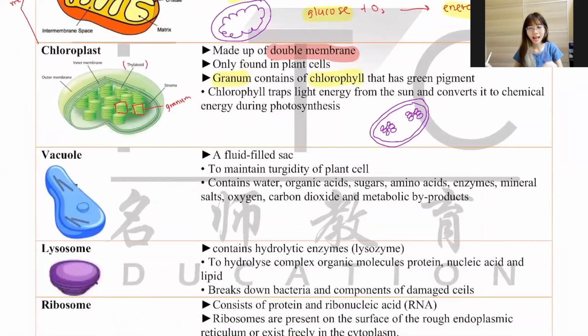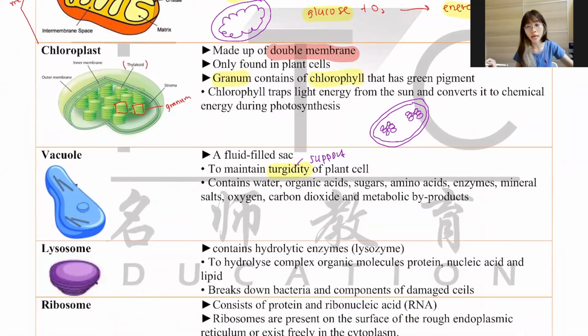Next one, we have vacuole. Vacuole can be found larger in size in plant cells. Why? Because plant cells require water, which is stored in the vacuole, to maintain turgidity. Turgidity is a form of support. So it will support the plant cell, especially non-woody plants, which are called herbaceous plants. They will use it as support.